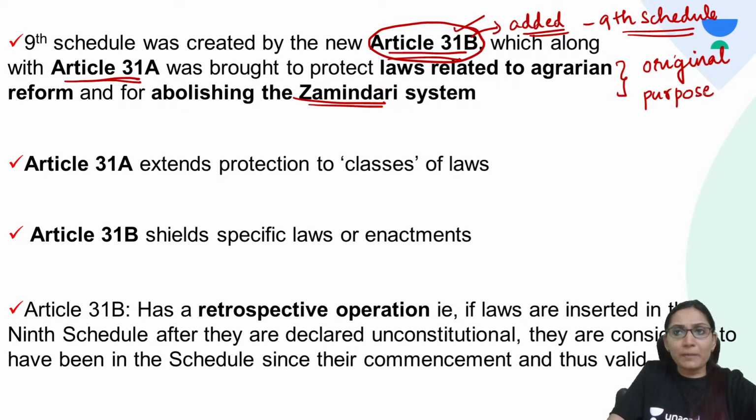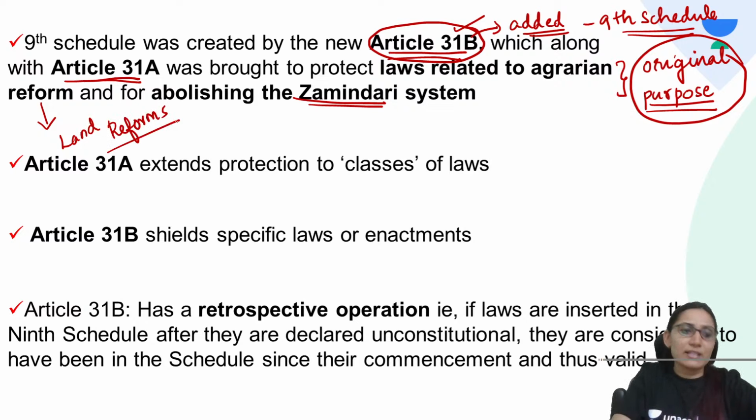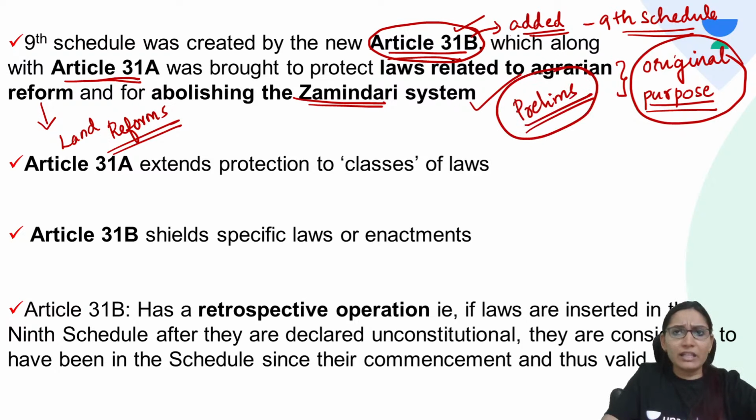So, the original purpose for which the 9th schedule was brought in during that time was to protect certain laws related to agrarian reform. Agrarian reform means land reforms. The land reforms and the abolition of zamindari system. This was the original purpose. This is again important, can be asked in the prelims exam. This is important from prelims perspective. Even if you get a question, these are all the possibilities of a question for prelims exam.